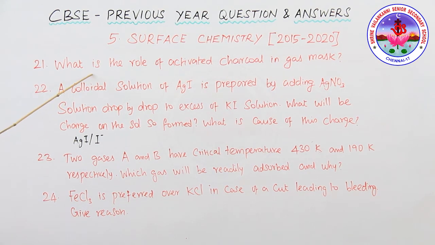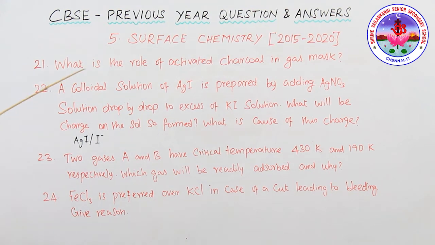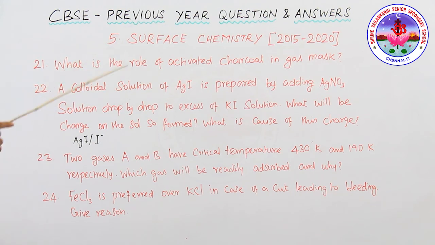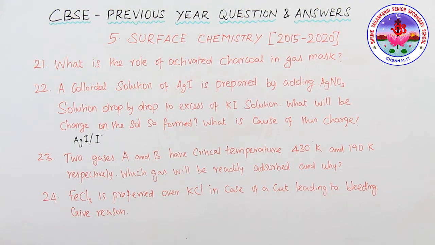I will tell you that answer again. What is the role of activated charcoal in a gas mask? Here, the activated charcoal adsorbs poisonous gas but not oxygen. The key point is that activated charcoal adsorbs poisonous gas, but not oxygen. That is why it is used in coal mines, where there are harmful gases. They are used to save us from harmful gases.